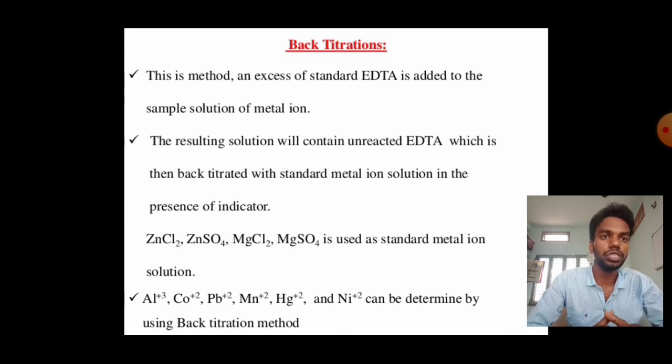Next, this mixture is titrated against a standard solution like zinc sulfate solution, which is taken in the burette. Here you can observe the endpoint is reversed. In the first case, the direct titration method, you observe wine red to pale blue. Here you observe pale blue to wine red. So this is the back titration method. In this method, aluminum, cobalt, lead, manganese, mercury and nickel can be determined.